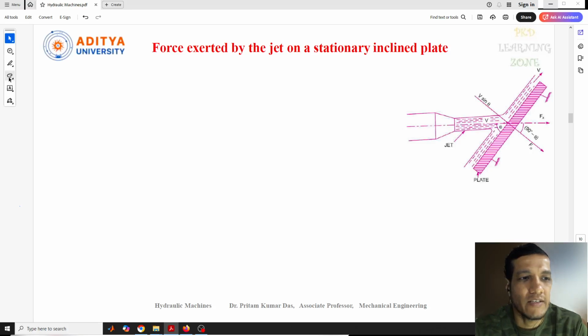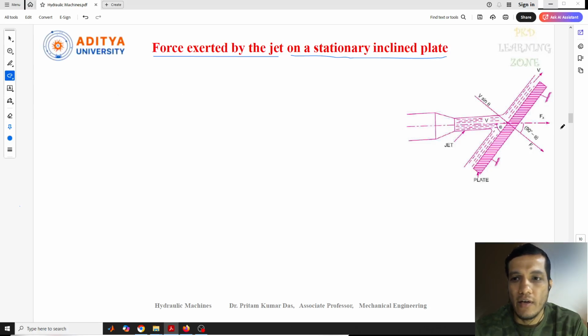In this lecture, we'll discuss a concept regarding the force exerted by the jet on a stationary inclined plate. In our last lecture, we discussed similar things, but at that time we took a vertical plate. Now we have considered the plate in an inclined condition. So what is the force exerted by the jet on a stationary inclined plate? We need to find out.